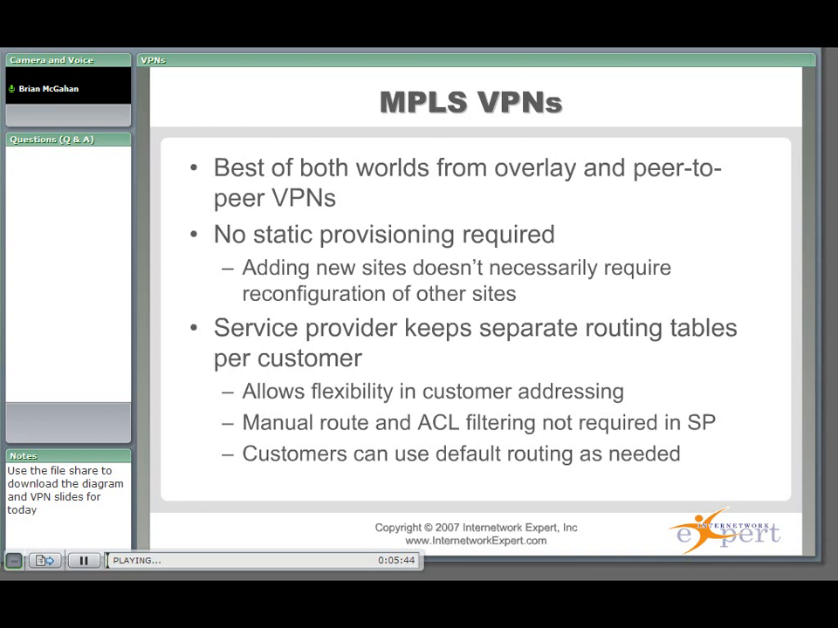Assuming that our underlying BGP network and our underlying IGP network are functioning properly, provisioning is going to be pretty much straightforward for MPLS VPNs. So we don't necessarily need to reconfigure every other site in the network as long as the routes are properly propagated through BGP, and we'll talk about that in a little bit here. Additionally, customers can use default routing if they want to, because effectively their routing space is going to be completely separate from all of the other customers.